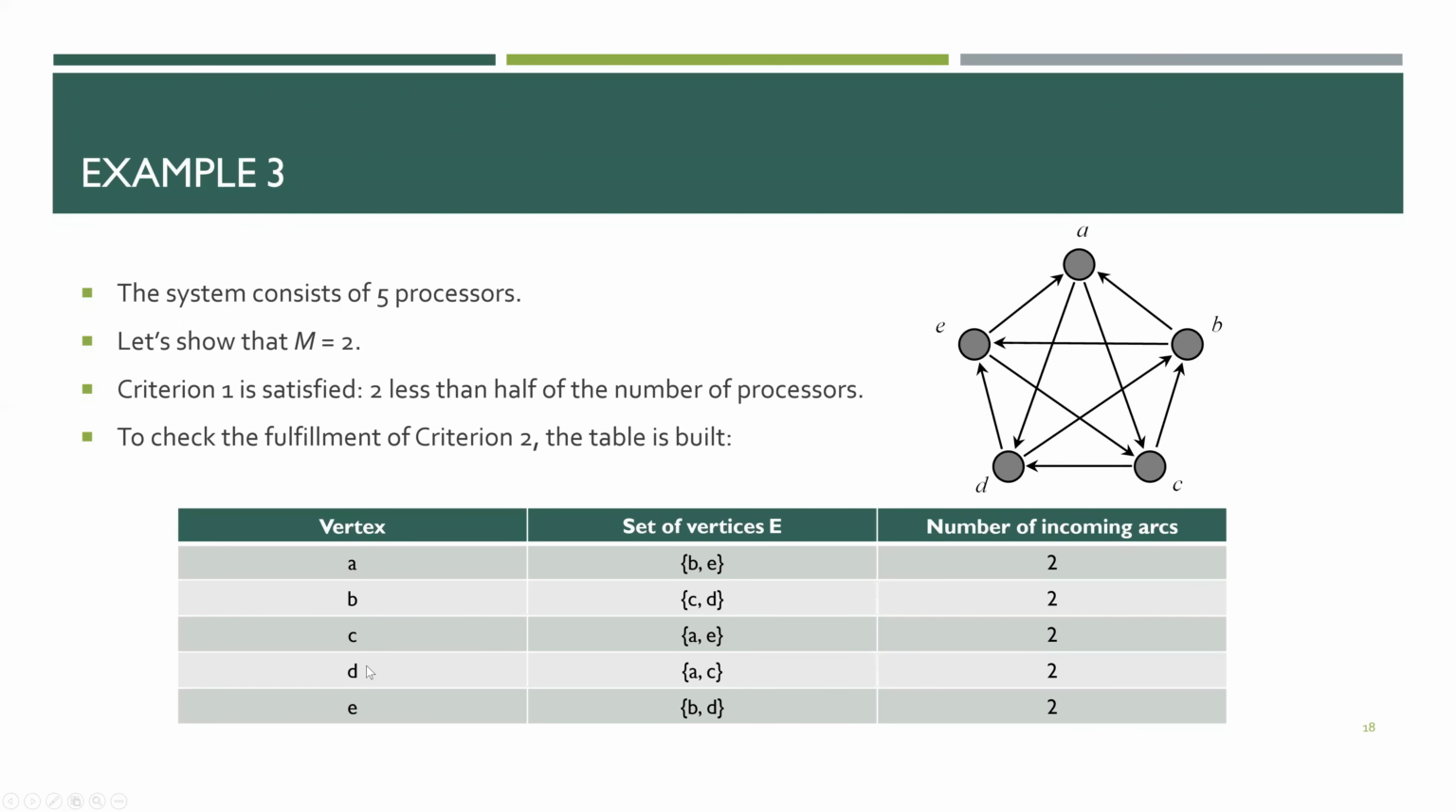And for the third example, here the system also consists of 5 processors, but the graph is not symmetric, as we can see. Let's show that m is also equal to 2. Criterion 1 is satisfied because 2 is less than half the number of processors, that is 5. But to check the fulfillment of criterion 2, we can build a table. Here, for each vertex of the graph, we determine how many incoming arcs are present. We can see that this value is equal to 2 for any vertex, so criterion 2 is satisfied.